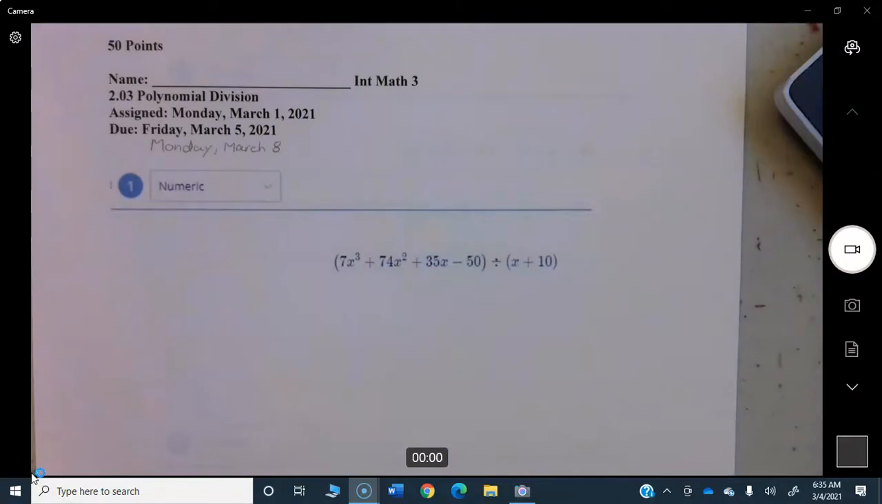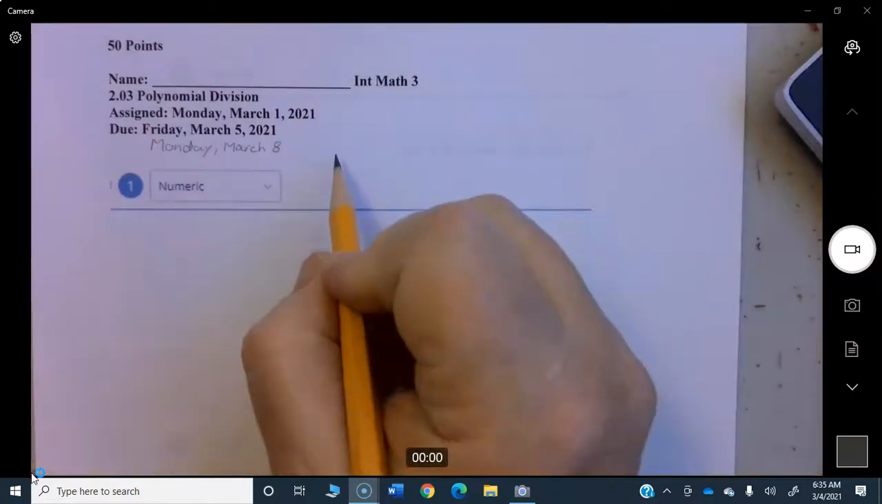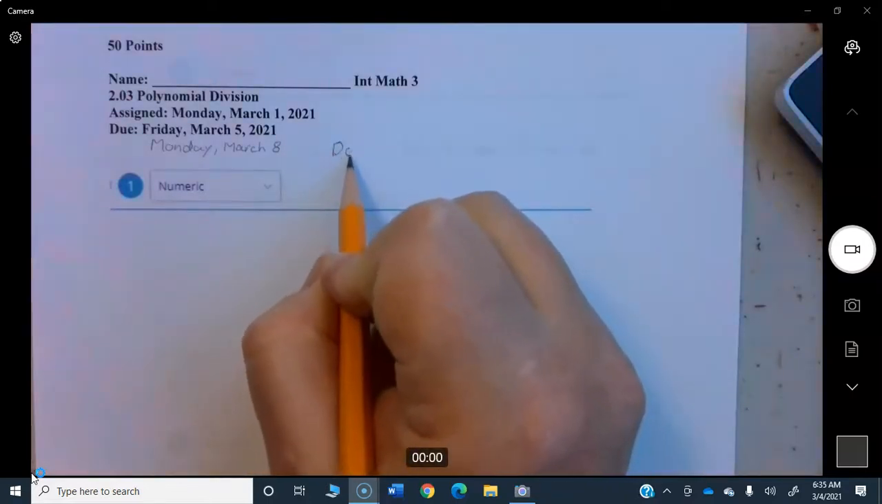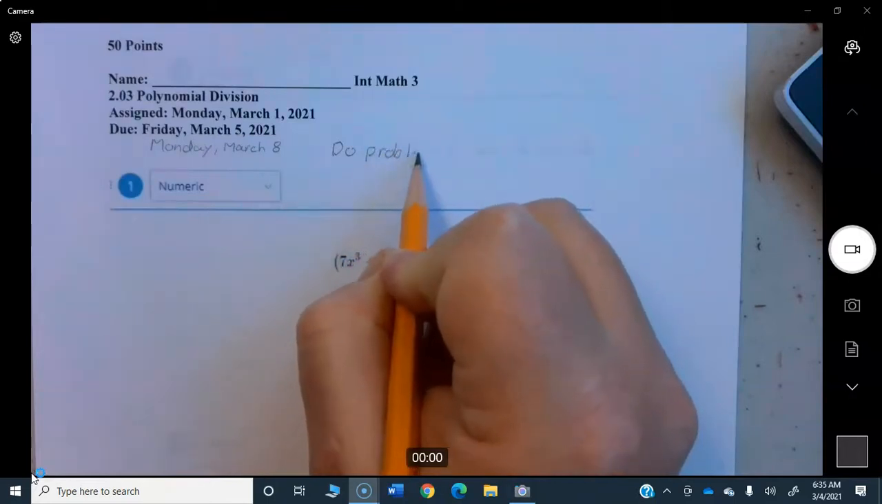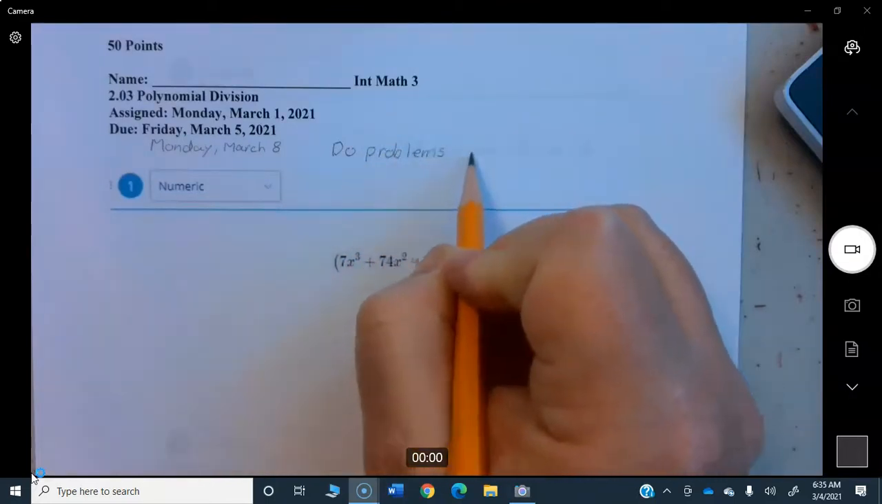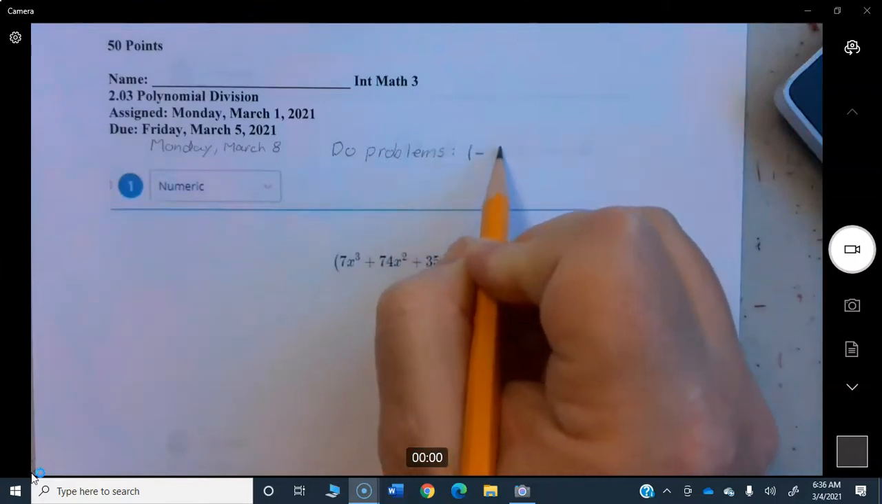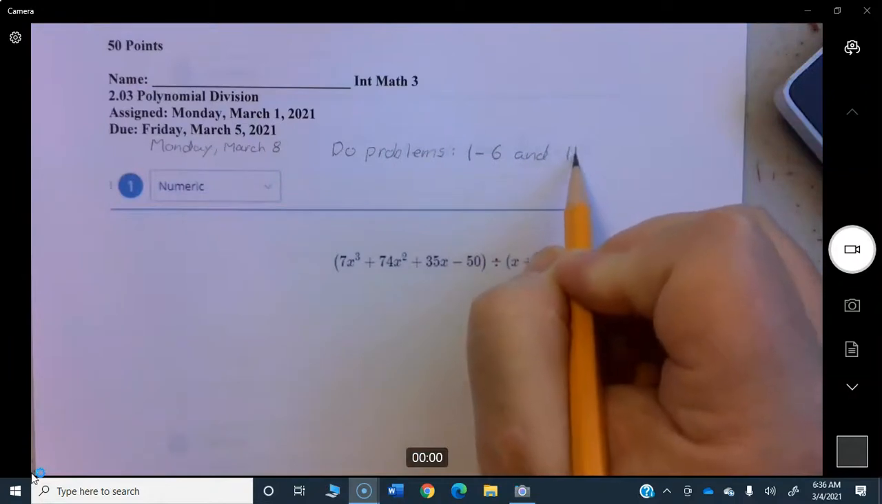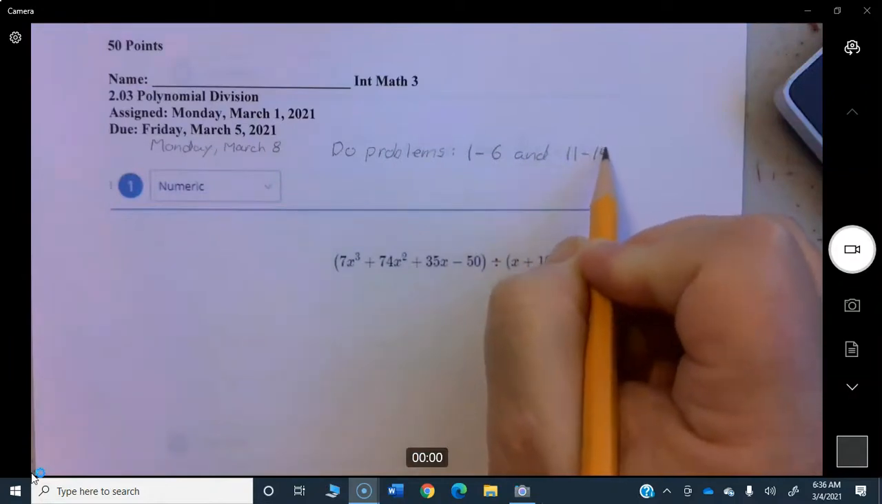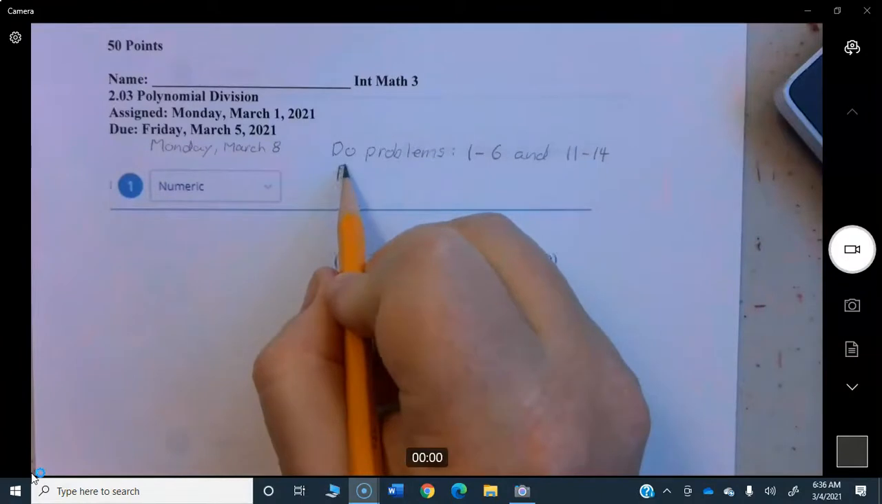All right, and the problems. There's a lot of problems, and they're very repetitive. And each problem you need to do in two different ways. So I'm going to cut the problems down. So do problems 1 through 6, and 11 through 14. And the rest you can do for extra credit.